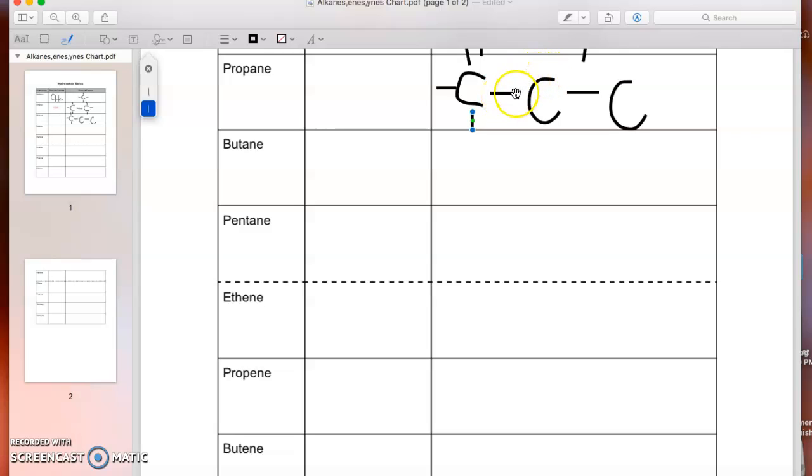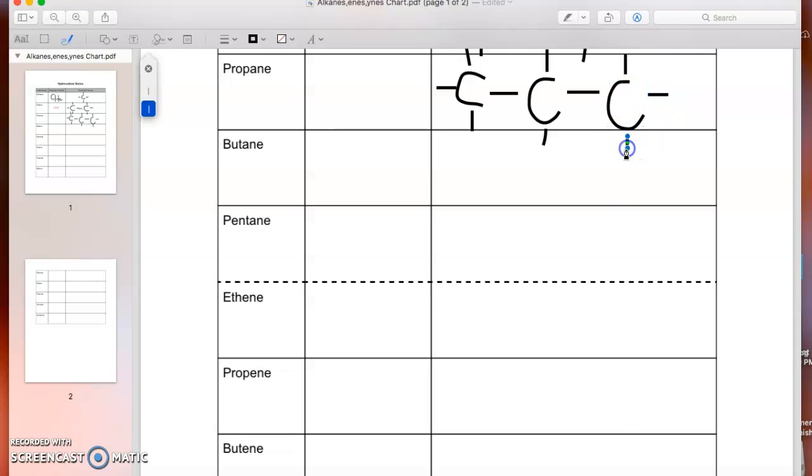And then this one already has 2 bonds attached to it. So pause the video and try to figure out if you can guess how many hydrogen bonds I'm going to attach to this middle carbon here. Okay, so we would attach 2 hydrogens to that carbon, and then this carbon has 1 attached to it, so we're going to attach 3 hydrogens here.